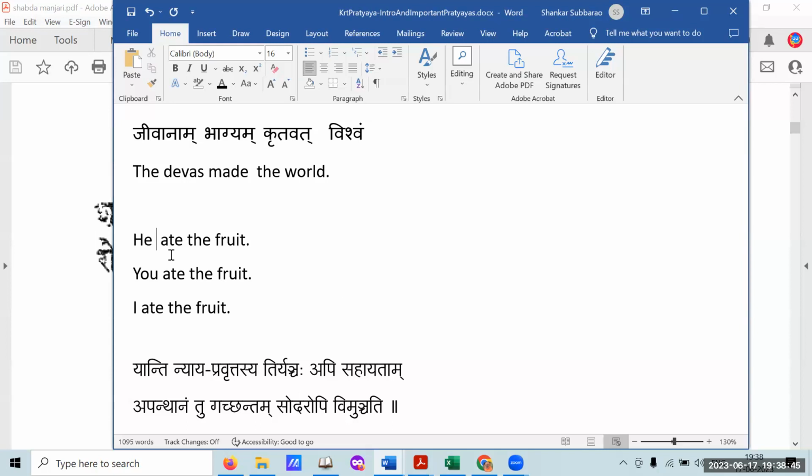And now what is your exercise for you to do yourself? Go and memorize lung, both for Parasmaipada and Atmanepada. I don't have to do anything. My job is done. I have told you how the meanings come. What should you do now? You should remember apatat, apatatam, apatan. Memorize. Know it. Then lung is done.